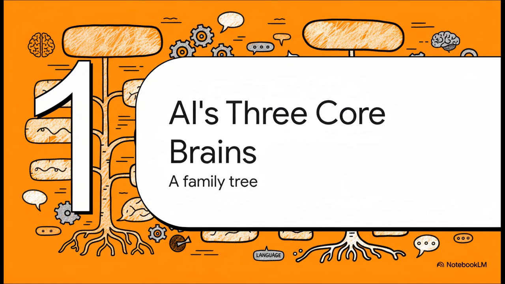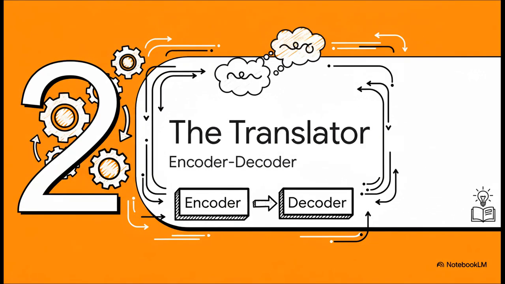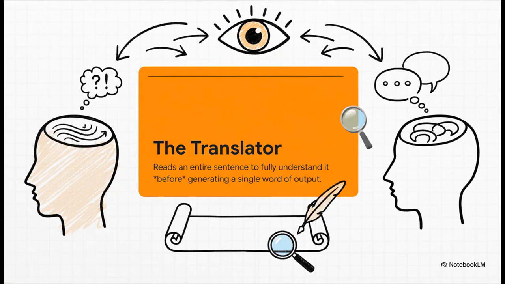And honestly, the best way to think about this is like a family tree. We're basically tracing the evolution of these different architectures. So, let's meet the first member of the family, the one that started it all, the translator. This is the classic encoder-decoder architecture. Just imagine a professional human translator. They're not going to start talking until they've heard or read the entire sentence, right? They need that full context first. That's exactly how this architecture works. It reads everything before it writes anything.